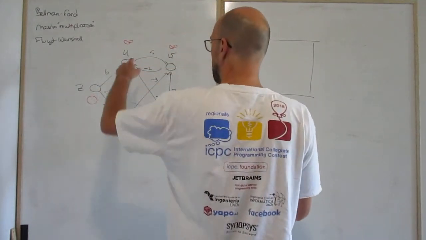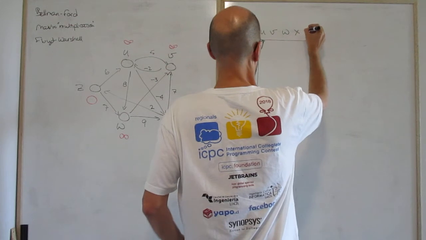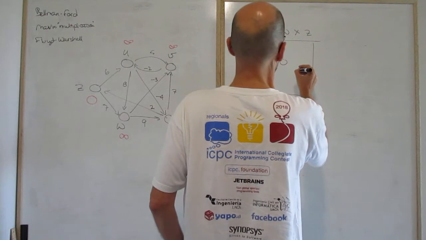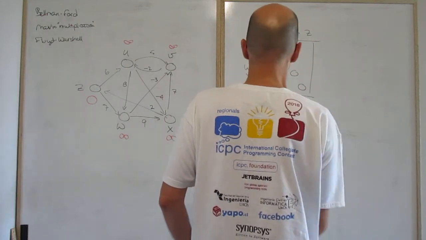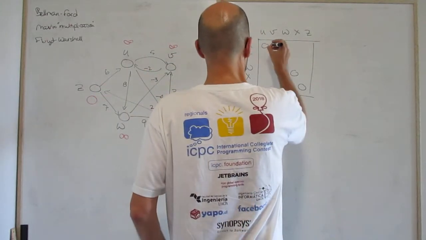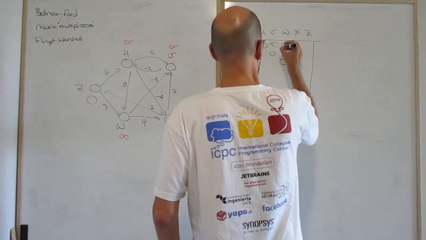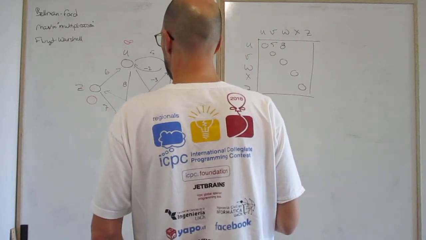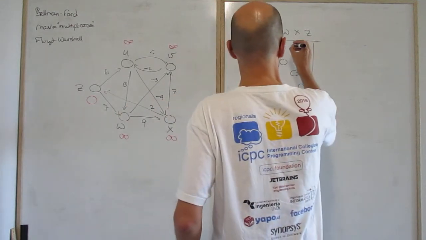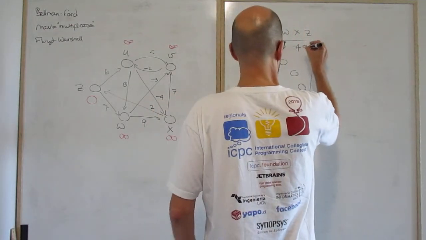So for U, we can go to U, V, W, X, Z. Maybe we say, okay, we can go from any vertex to itself with cost 0. We can go from U to V with cost 5. We can go from U to W with cost 8. We can go from U to X with cost -4. We cannot go from U to Z in one step. Okay?